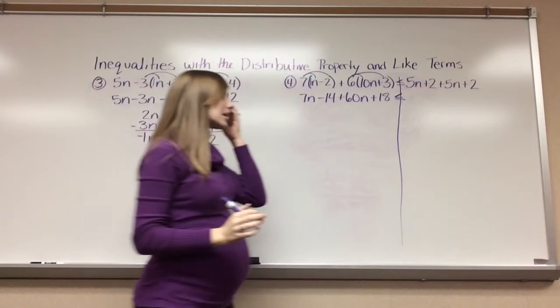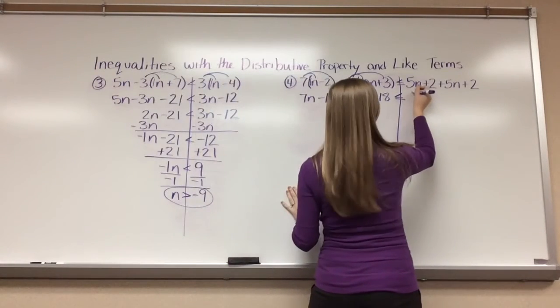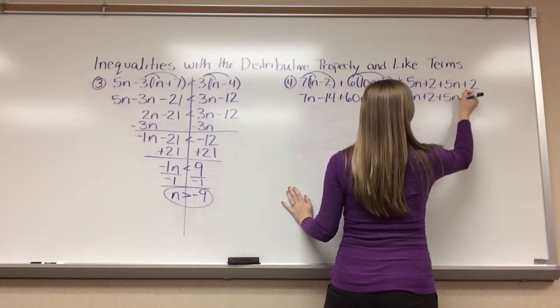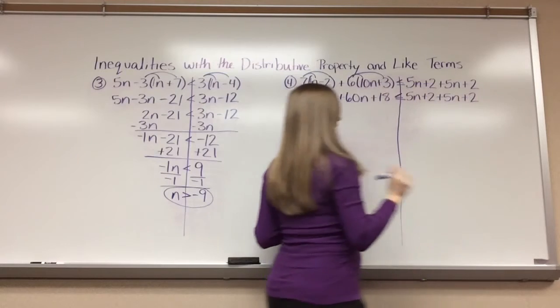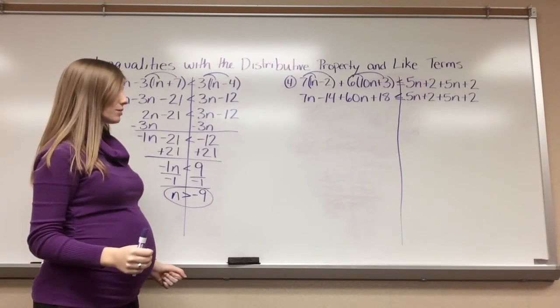On the right-hand side, I don't have any parentheses, so I'm just going to keep that the same. Again, I'm only going to do one step at a time. So I started with the distributive property. I got rid of all of my parentheses. Now I'm going to combine like terms.